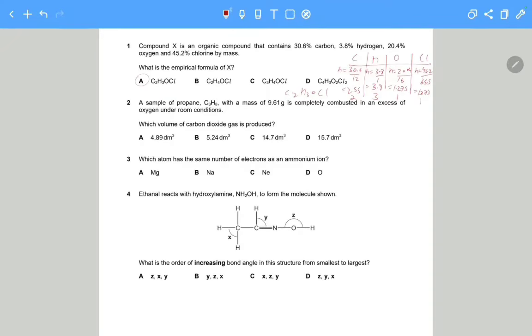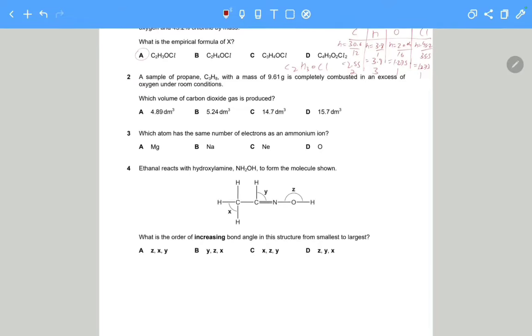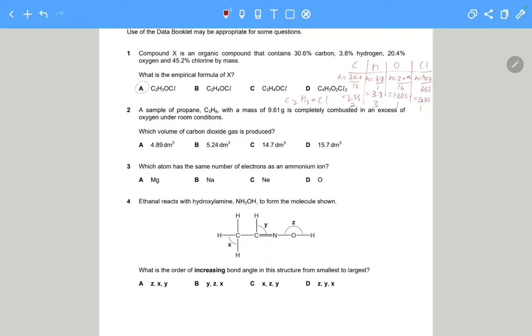Question 2. A sample of propane, C3H8, with a mass of 9.61 grams is completely combusted in an excess of oxygen under room conditions. Which volume of carbon dioxide is produced? Classic stoichiometry question: just write the complete balanced equation. This is the balanced equation, and then calculate the number of moles of propane, which is 9.61 over (12 times 3 plus 8), which is 0.218 moles.